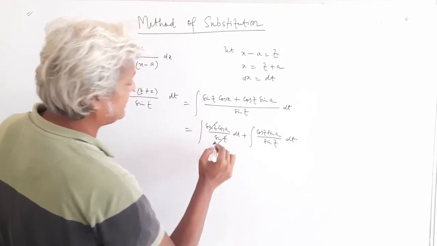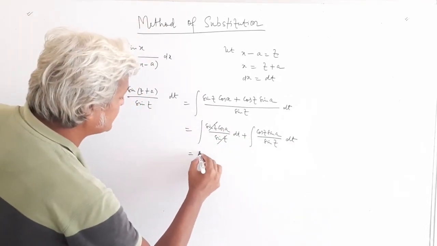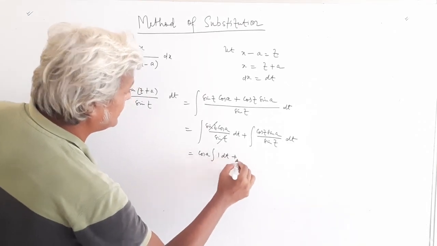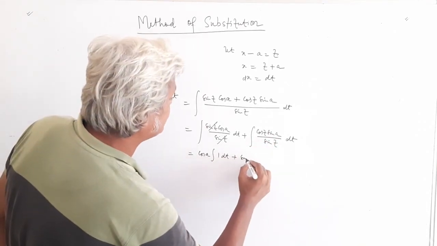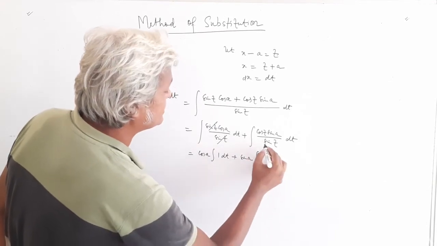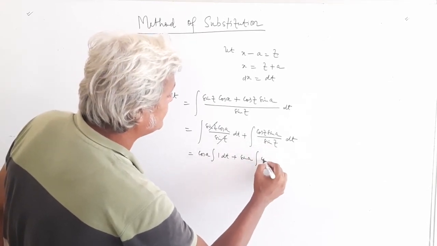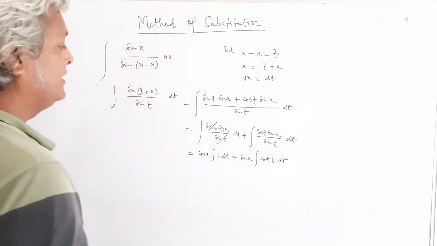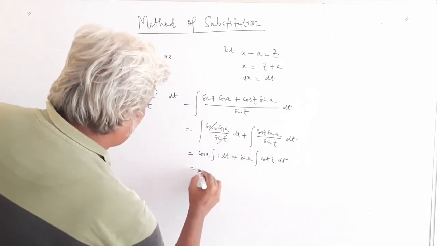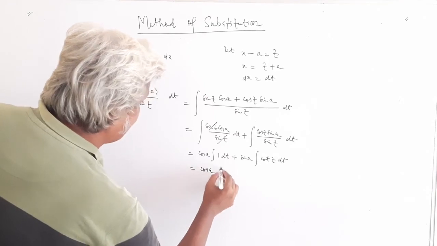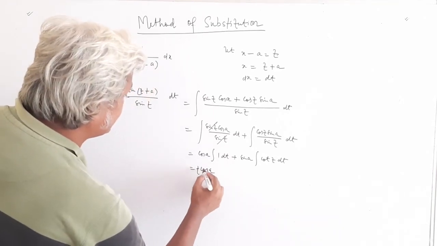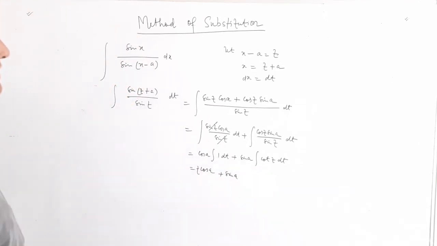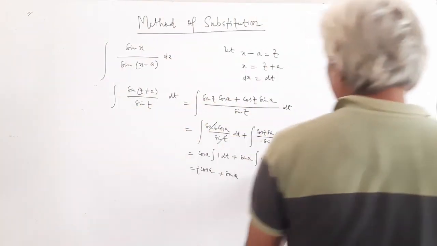Now sine t cancels and cos a is constant. So just write cos a times 1 dt plus sine a is constant here, so sine a is outside, and cos t over sine t will be cot t dt. Now the integration of 1 dt is t, giving cos a times t plus sine a. What will be the integration of cot t dt?